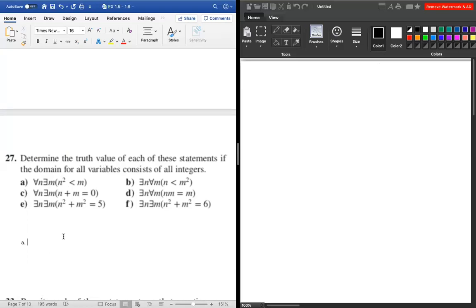So for example, we have 4, the square of 2, right? So if we take n equals 2 and we take m equals 5, then this statement is true, right? Because 4 is less than 5. And then we could also generalize it for all the integers. So there is always a number which is greater than the square of the other number. So we will say that this statement is a true statement.